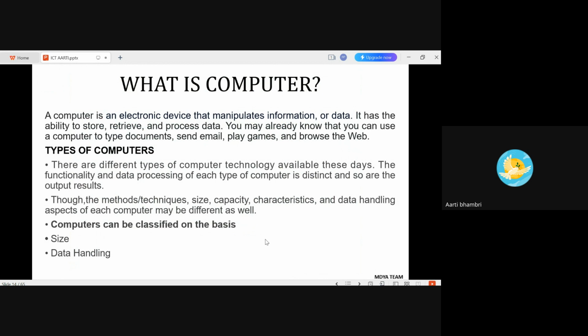You may already know that you can use a computer. We know the purposes of using the computer. We use the computer to type documents. We use the computer to send emails. We also do these things on our smartphones or mobiles, because a mobile is also a type of computer. We play games and browse the web, searching for anything on Google or any other apps. This is the definition of the computer.